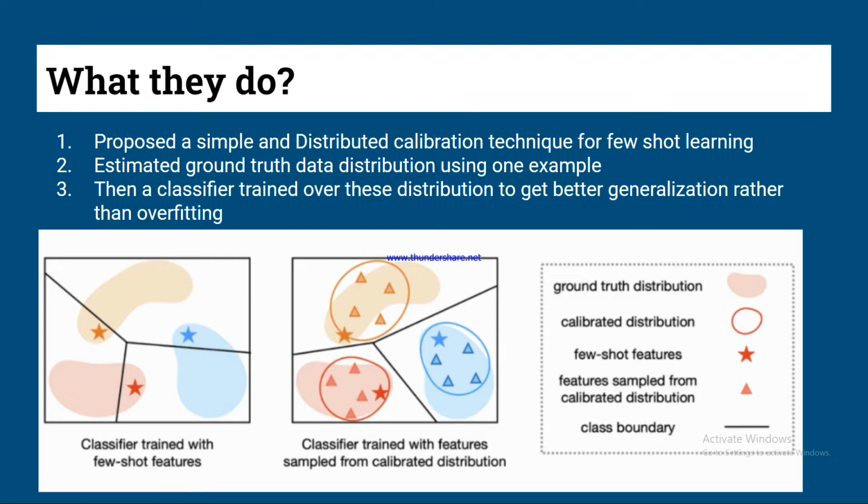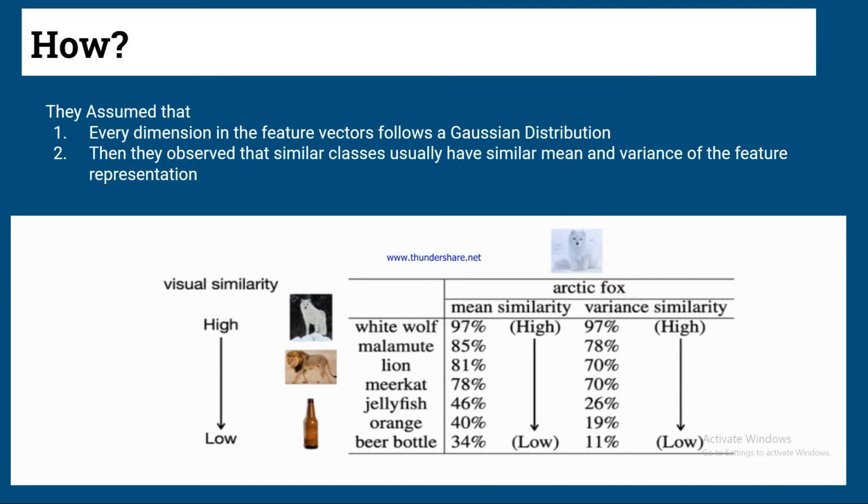For the problem we have seen in few-shot learning, they first estimate the ground truth data distribution using a single example. In the first figure, this is a classifier trained with few-shot examples, and then a classifier trained over this distribution gets better generalization rather than overfitting. We don't want overfitting, that's why they are trying to generalize the model in another way. So how did they do this task?